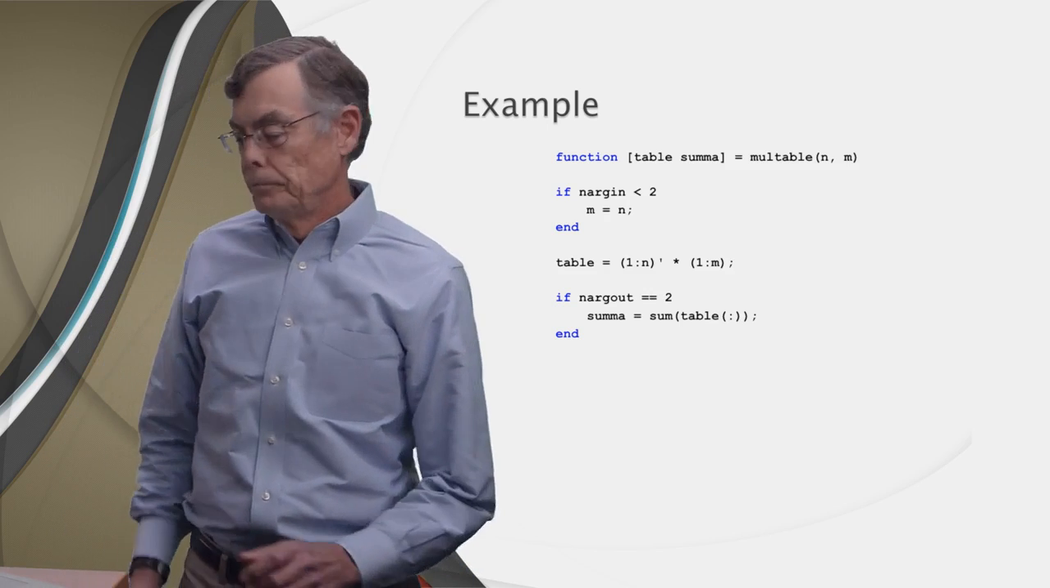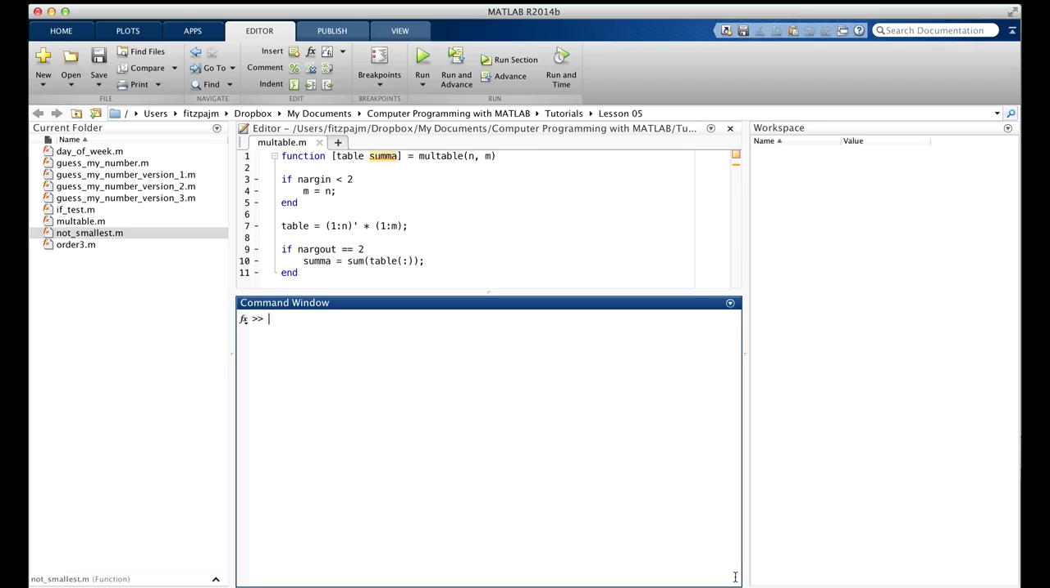Let's see it in action. Well, here's our multtable function in the editor all ready to go. Let's pitch it a few different inputs to see how well it does. There we gave it 3 by 4 and it gives us a 3 by 4 array, and that looks like a multiplication table. Let's ask it for a couple of outputs. There's the table, and there's the sum. And that's the correct sum.